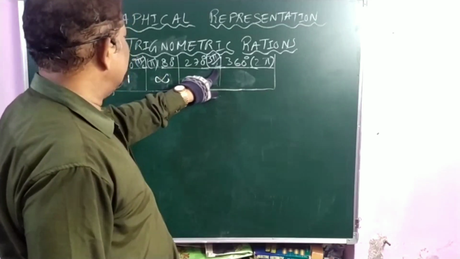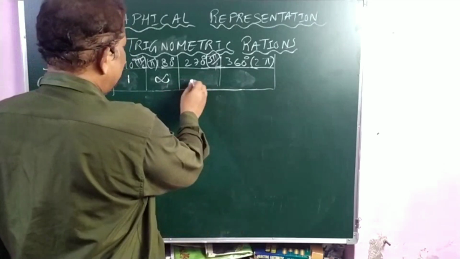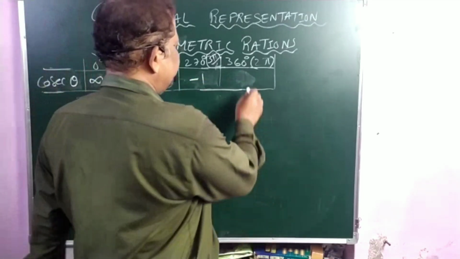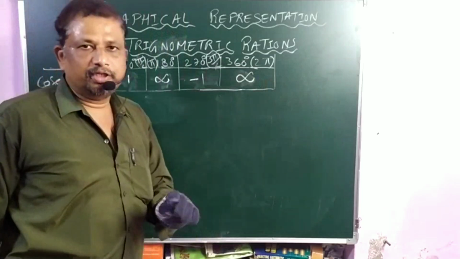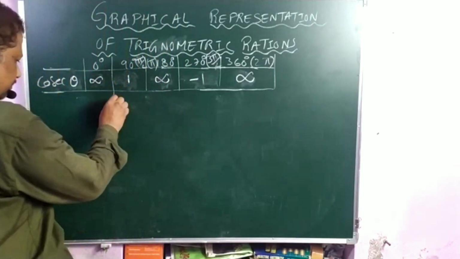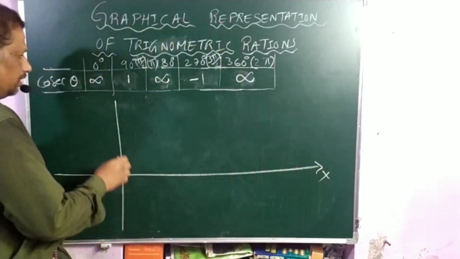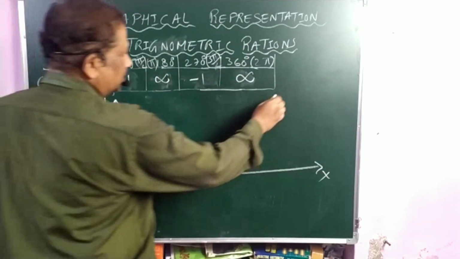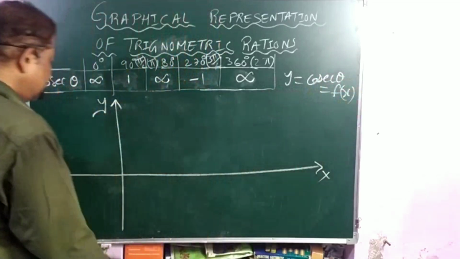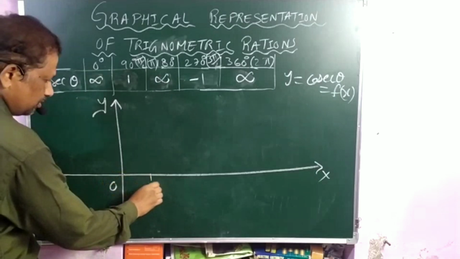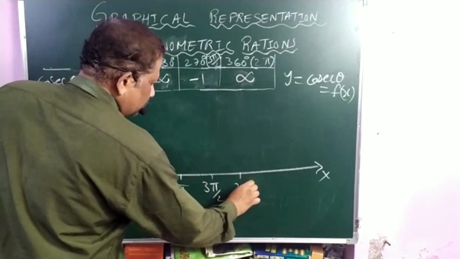Next here 270 degrees. So here 1 comes, minus 1. Here infinity. Okay. These are the cosecant values for 0, 90, 180, 270 and 360 degrees. So we will represent them on a graph. On the graph, on the x-axis we take angles and on the y-axis we take the function, that is y is equal to cosecant theta, which is nothing but f of x. So now it is 0, 90 degrees, 180 degrees, 270, 360.